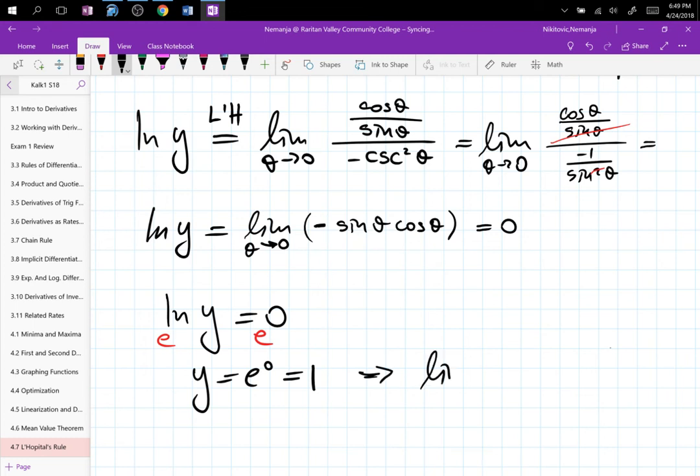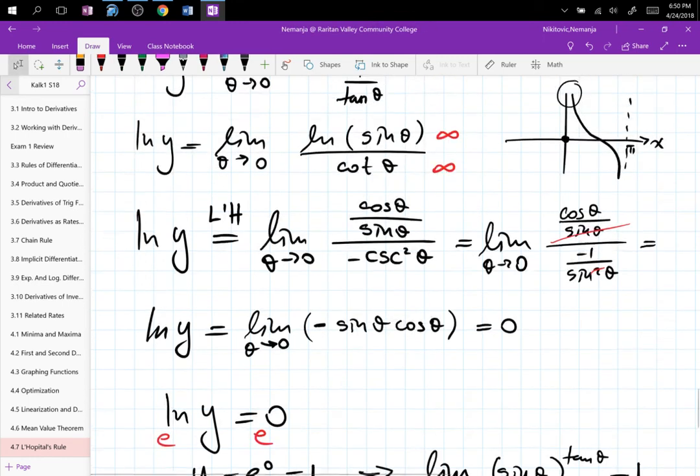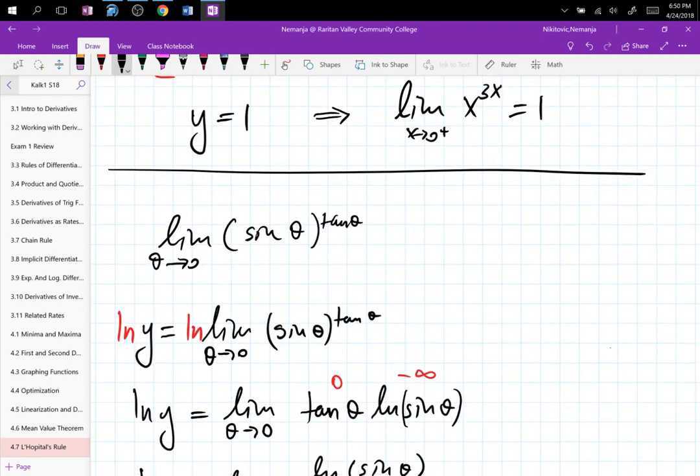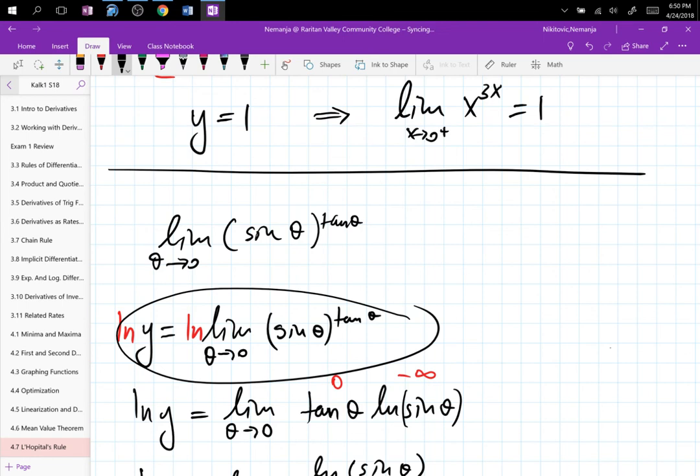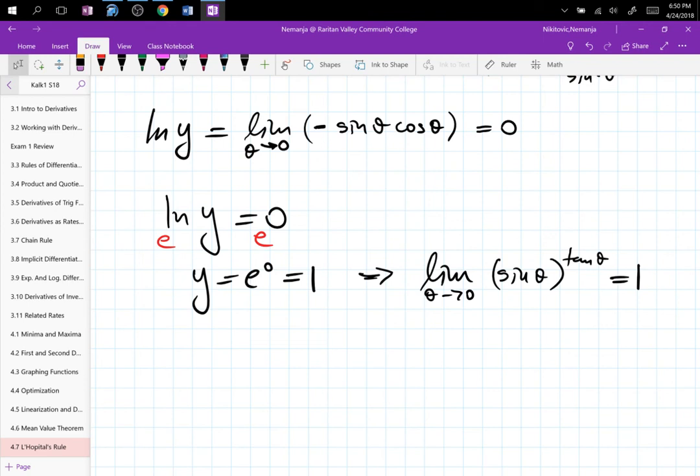Which implies that our problem, the limit of sine theta raised to tangent theta as theta goes to 0, is equal to 1, because the entire problem was labeled as y. If you go back to the first step, if you ignore the red ln's, the entire problem is set to y. So if y is 1, then the entire problem over there is equal to 1. And that's the answer.